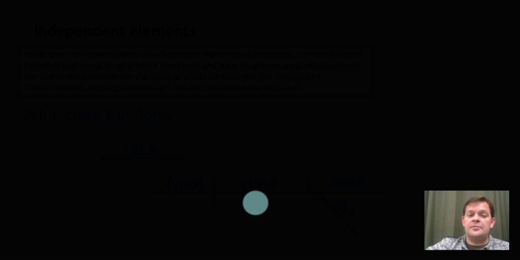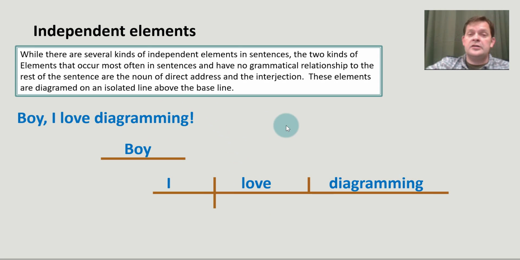The other kind of independent element is an exclamation of some kind. And so, "Boy, I love diagramming." "Boy" here is not a noun of direct address. "Boy" is an expression. It's an interjection expressing great ecstatic joy. And the whole sentence then, the actual sentence, is "I love diagramming."